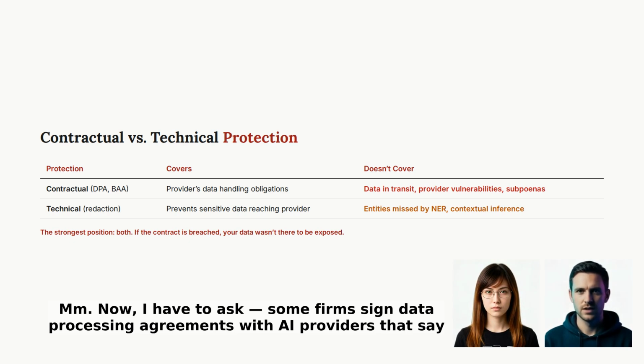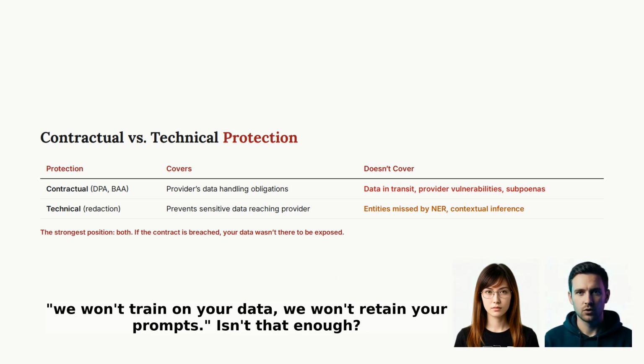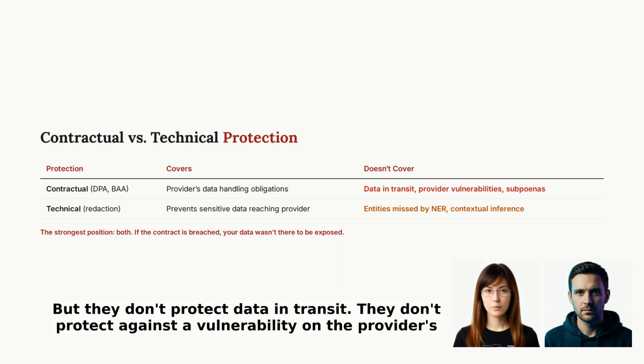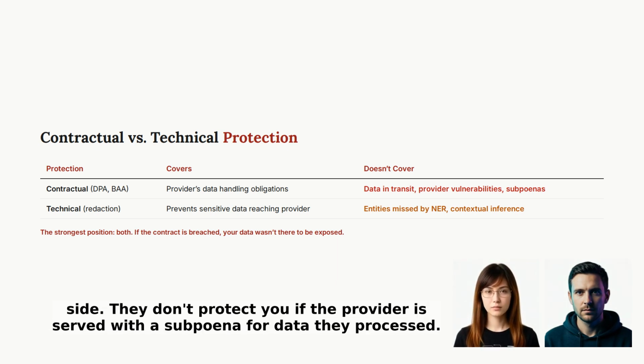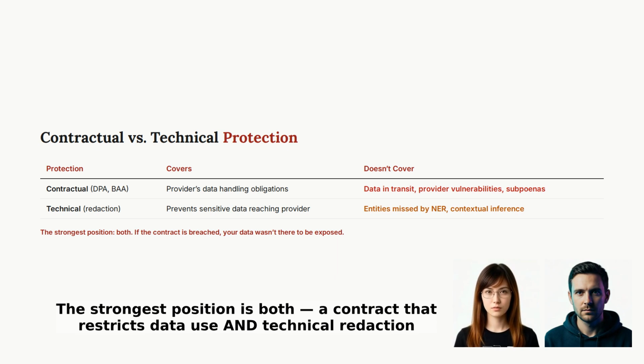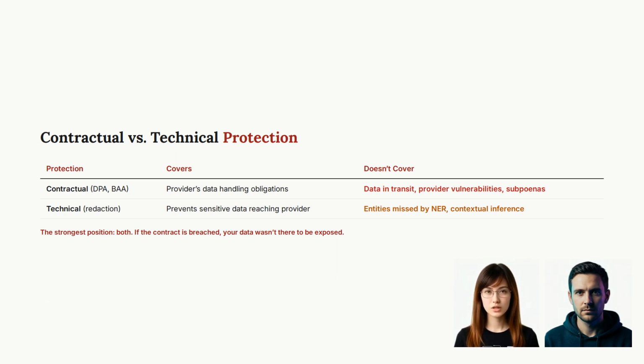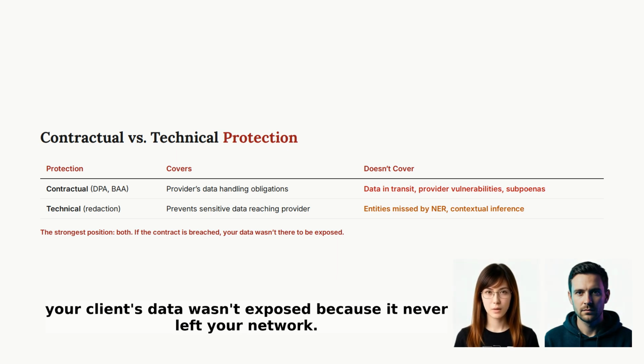Now, I have to ask, some firms sign data processing agreements with AI providers that say, we won't train on your data, we won't retain your prompts. Isn't that enough? It's necessary but not sufficient. Contractual protections cover the provider's obligations, but they don't protect data in transit. They don't protect against a vulnerability on the provider's side. They don't protect you if the provider is served with a subpoena for data they processed. The strongest position is both: a contract that restricts data use and technical redaction that ensures the sensitive data was never there in the first place. If the contract is breached, your client's data wasn't exposed because it never left your network.